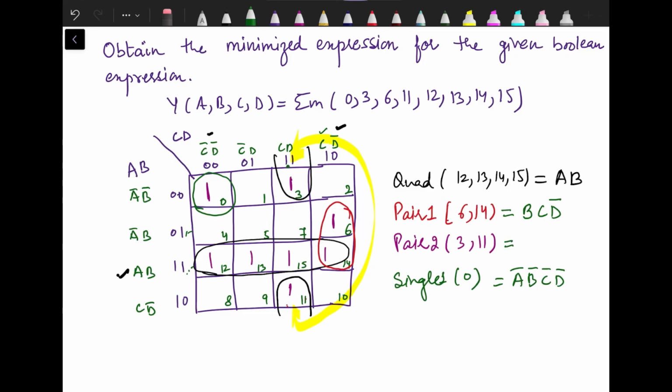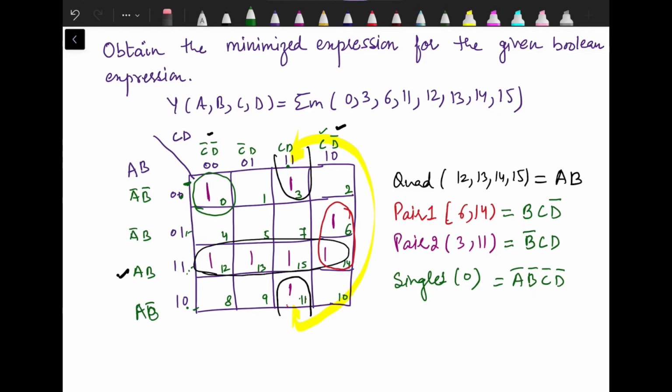For the pair of 3 and 11, from the row side, which variable is remaining the same? Variable B. Its value is 0, so it's B complement. From the column labels, we have CD.